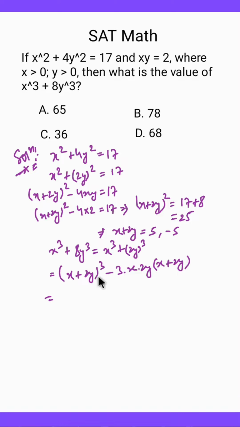Now substitute the value of this, so we get x plus 2y equals 5, cube, minus 3 times 2 times the value of xy, that is 2, and the value of x plus 2y, that is 5. So on solving this, we get 125 minus 3 times 2, 6, 6 times 2, 12, 12 times 5, 60, and on solving this we get 65.